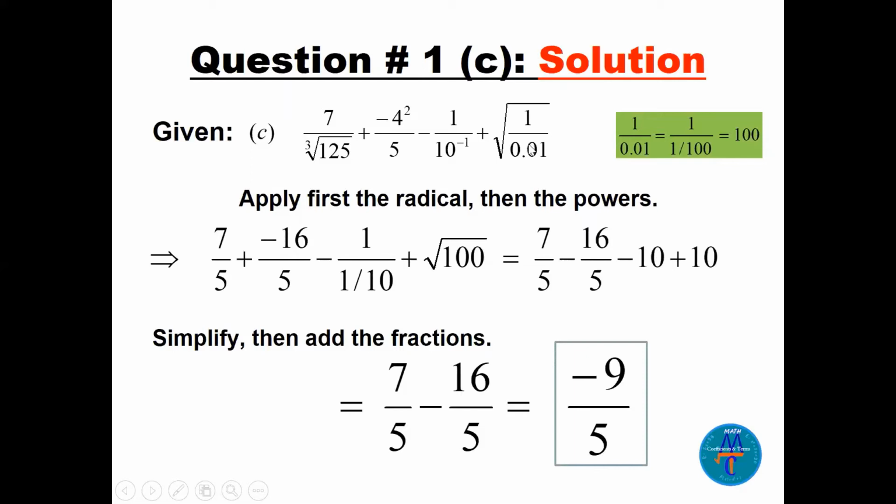Now, let's go here. Under the radical, 1 over 0.01. This one is 1 over 100. So 1 over 100 is 100. So the square root of 100 is 10. So they cancel. You see these nice numbers, just a 0. Minus 10 plus 10. And also, I made it easy for you here, the same denominator, 7 minus 16 over 5, because the same denominator.